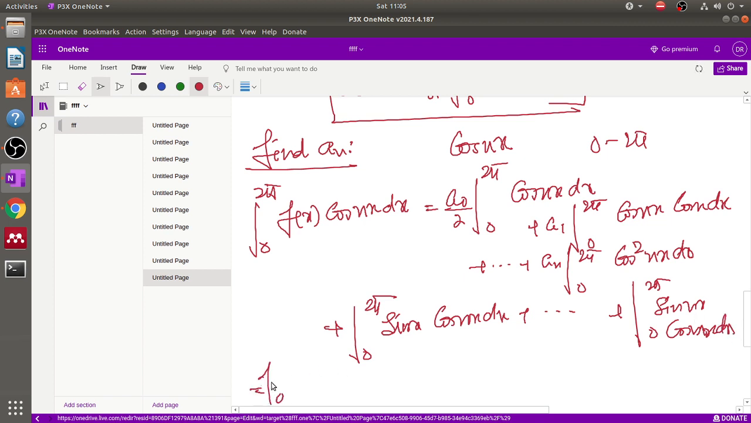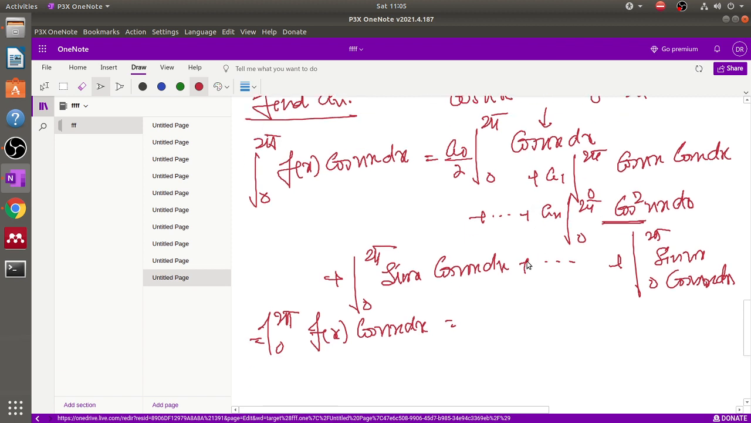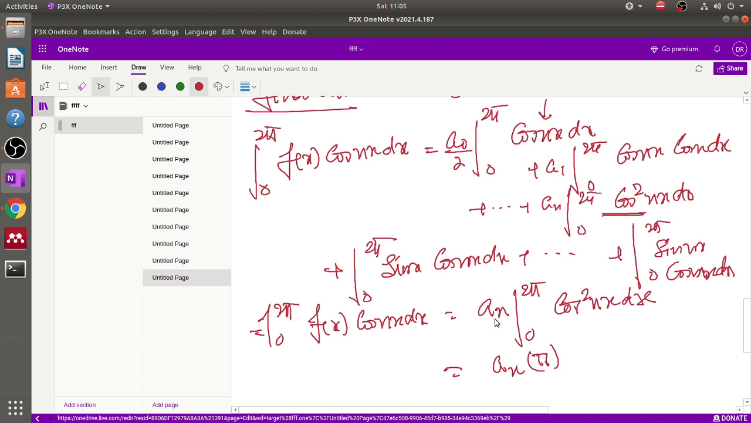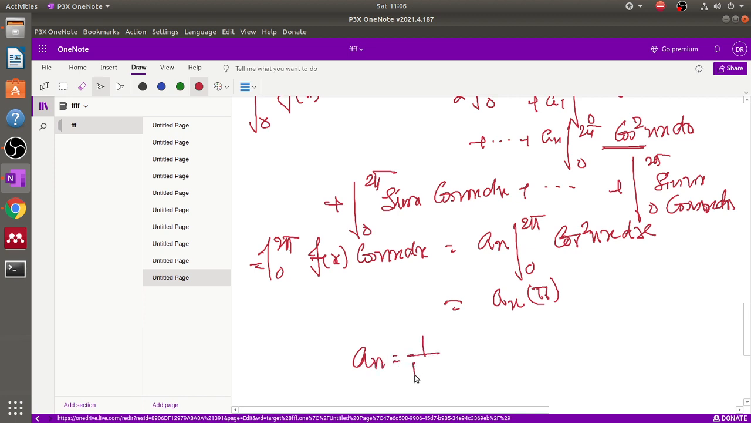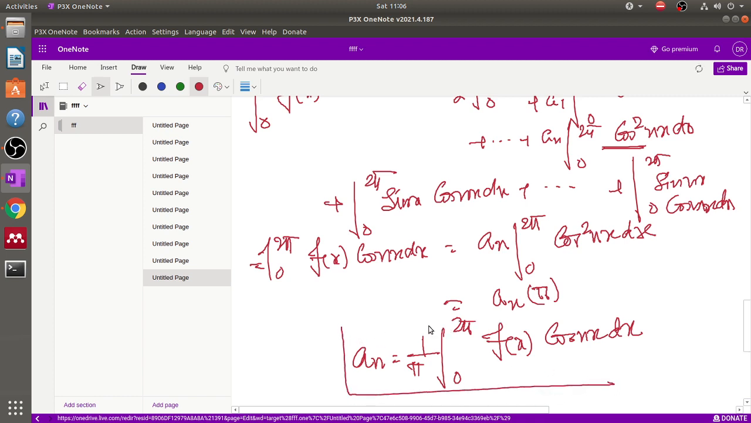So from the integration we know that on the right hand side, all terms equal 0 and only this value is not equal to 0. So what is this value? From this integration, only this integration value is not equal to 0, and the remaining integration values equal 0 according to the integration properties applied to trigonometric functions. If we integrate this value, we will get nπ. Therefore an equals 1 by π times the integral from 0 to 2π of f(x) cos nx dx. So this is the second part, the harmonic part, an harmonic part for n equal to 1, 2, 3, 4, and so on.